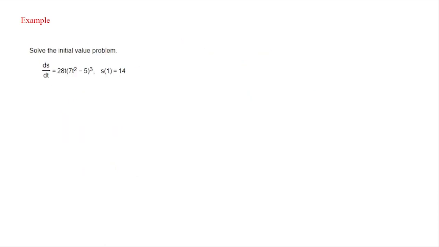So this is an initial value problem, meaning after finding the indefinite integration, it gives you a constant, but because of this initial condition, we can use that initial condition to solve for that constant. So for finding s, s is the integration of ds over dt with respect to t. Okay, that is the relation. So ds over dt is given here, which is 28t times (7t square minus 5) cubed.